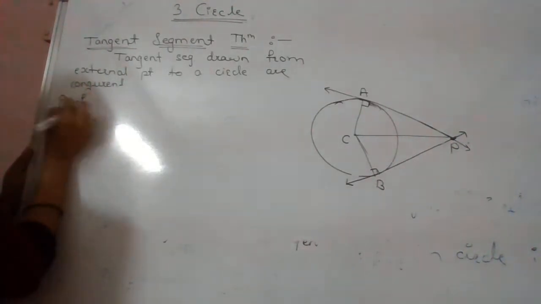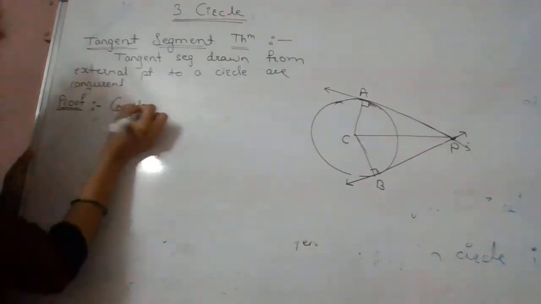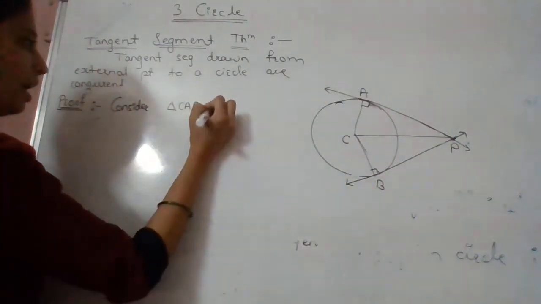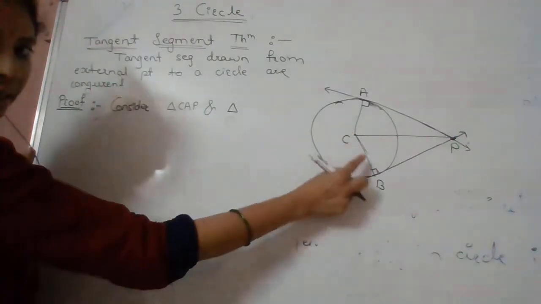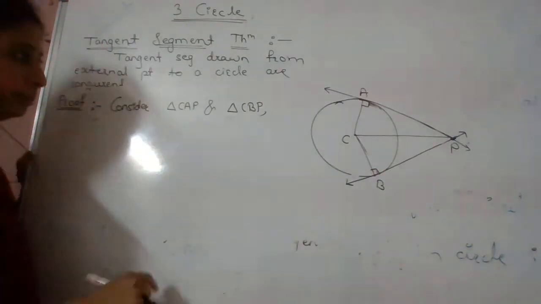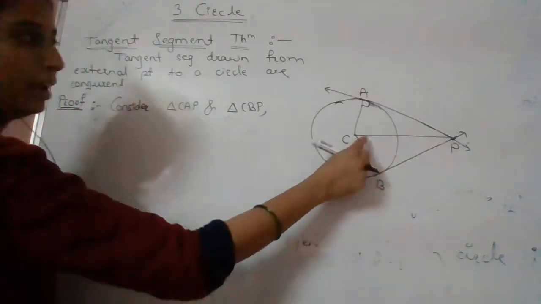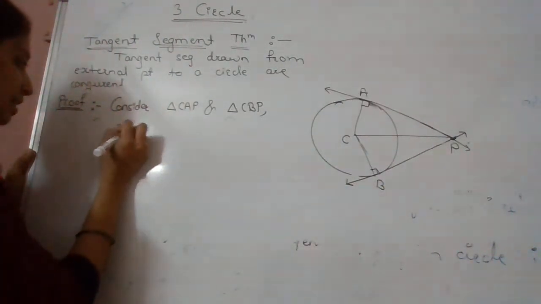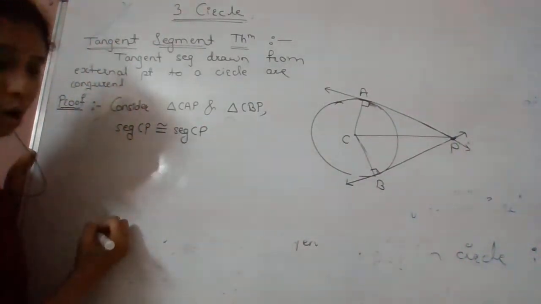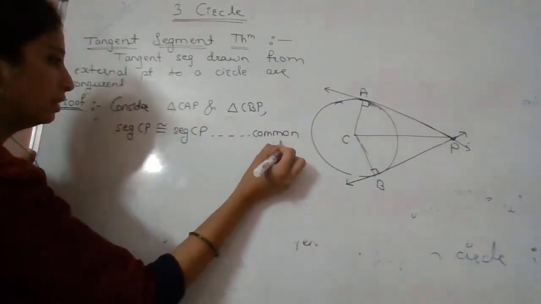Consider the two triangles: triangle CAP and the next triangle, CBP. What happens in these triangles? The first thing, pay attention here: segment CP is congruent to segment CP. Why? Because this is the common side for both triangles.